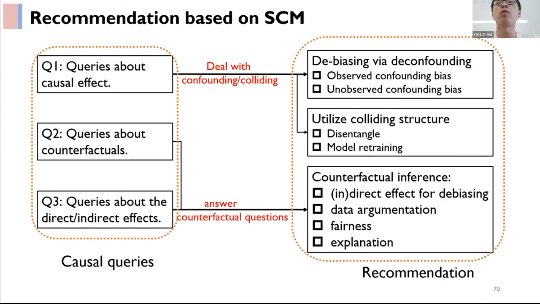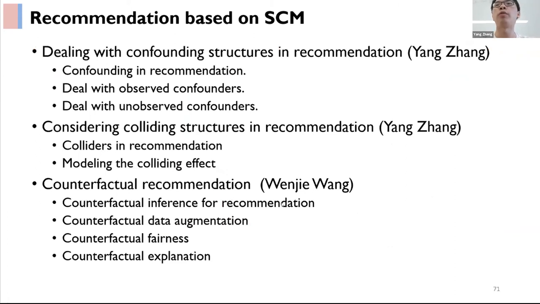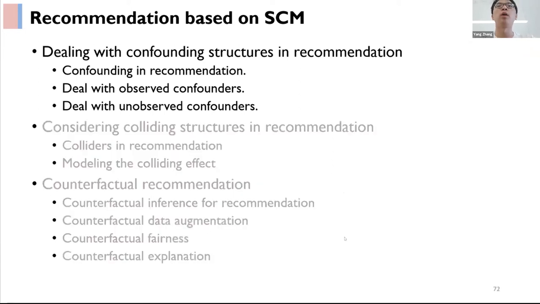These three types of causal questions have corresponding studies in recommendation. Regarding the first type of causal questions, studies in recommendation focus first on dealing with confounders and colliders. The latter two causal questions correspond to counterfactual recommendation. Next, I will introduce the work related to confounding and colliding in recommendation, and Wenjie will give an overview of counterfactual recommendation. For confounding in recommendation, I will first introduce the confounders in recommendation, followed by two lines of work to deal with observed confounders and unobserved confounders, respectively.